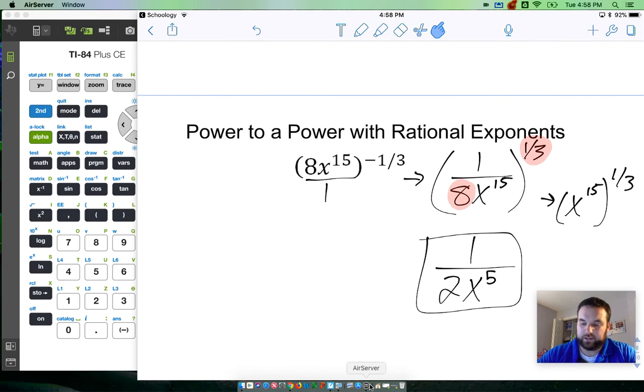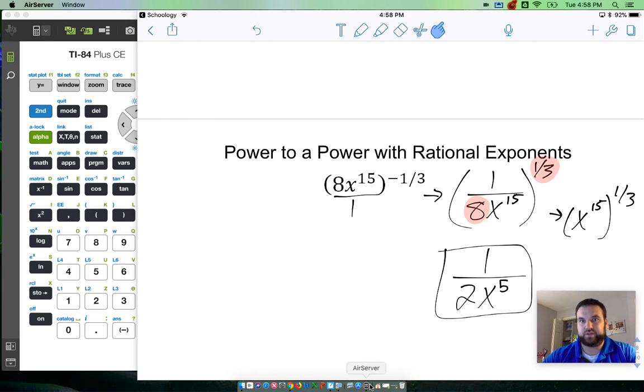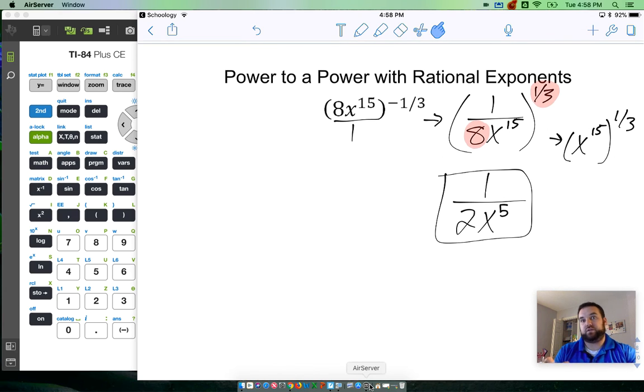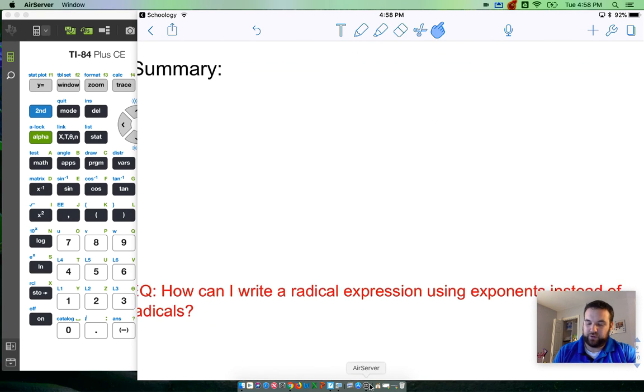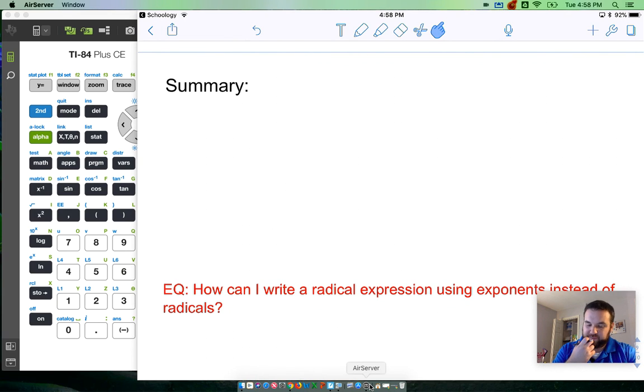Okay. These aren't all the examples that you'll see, and this isn't a comprehensive list of the things that we'll do. But again, just as you encounter fractions that are exponents, know that that's where radicals come from, and vice versa. If you have a radical, you can switch it to an exponent. Our summary, our EQ, is how can I write a radical expression using exponents instead of radicals? So basically it all comes back to slide 3, I think.